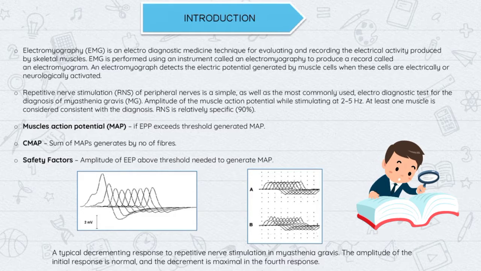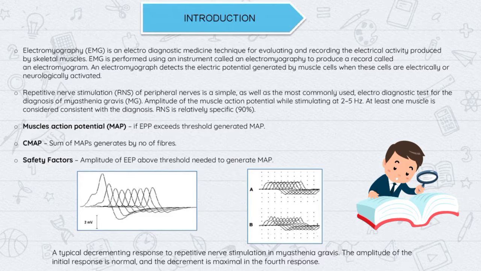Muscle action potential. If the EPP reaches the threshold, it will generate a MAP. The CMAP is the sum of MAPs generated by the number of fibers. Safety factor: the amplitude of the EPP is above the threshold needed to generate a MAP.